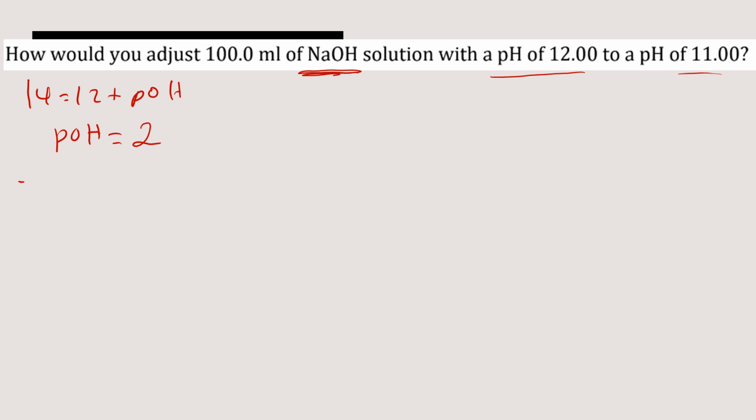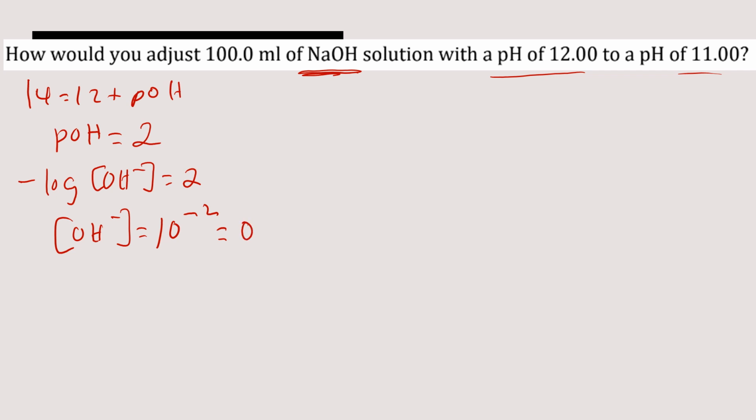So the negative log of my hydroxide concentration is 2. So the hydroxide concentration is 10 to the negative 2. We're dealing with 2 sig figs, so 0.010. That is my concentration.